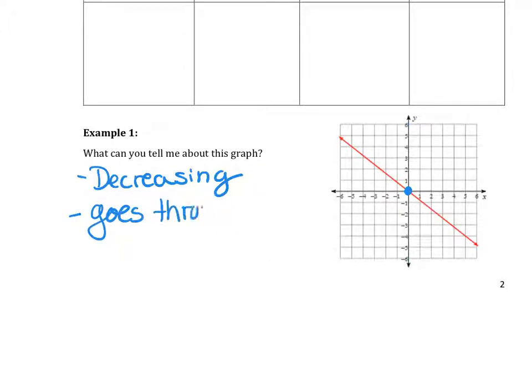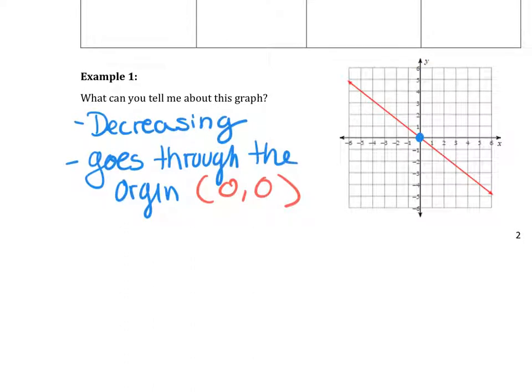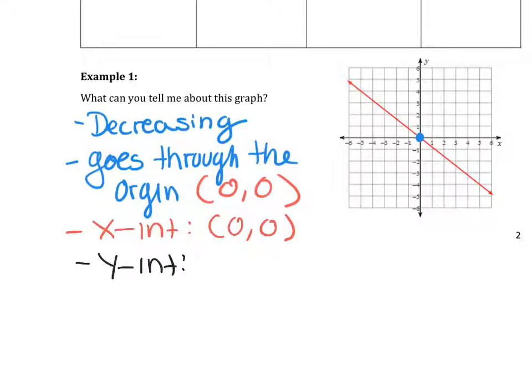Yes, it goes through the origin, which is the point 0, 0. What else is that point 0, 0? The y-intercept and the x-intercept. Yeah, when it goes through the origin, it counts for both of them. So the x-intercept is 0, 0, because y is 0, which is how we find the x-intercepts, and the y-intercept is 0, 0, because x is 0, which is how we find the y-intercept.